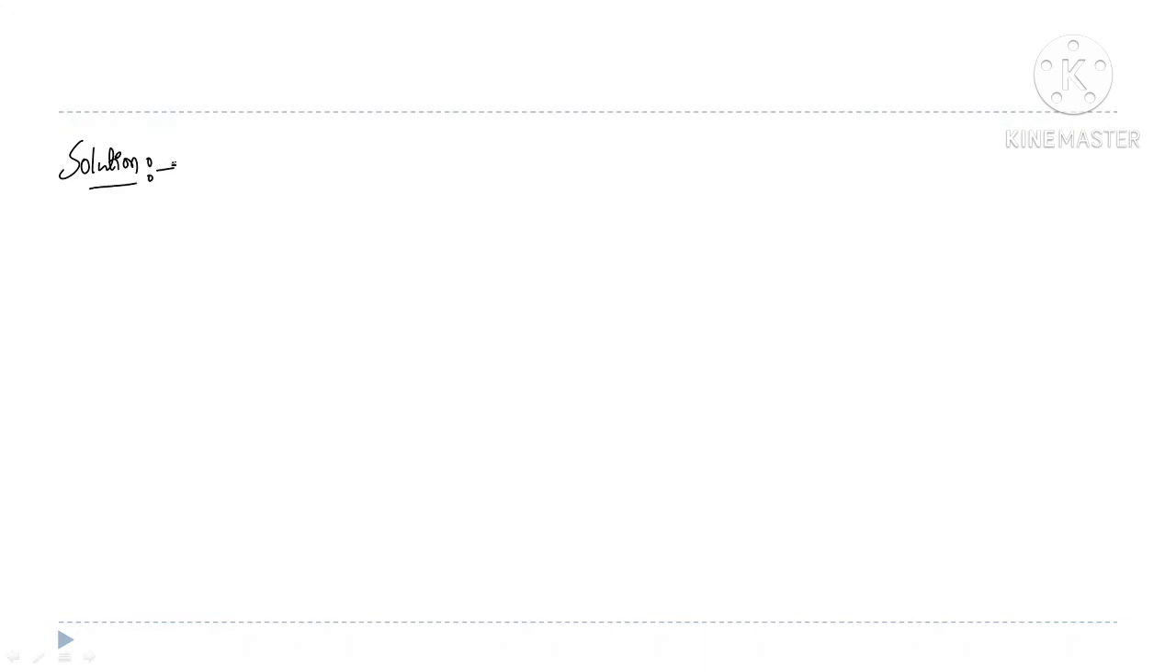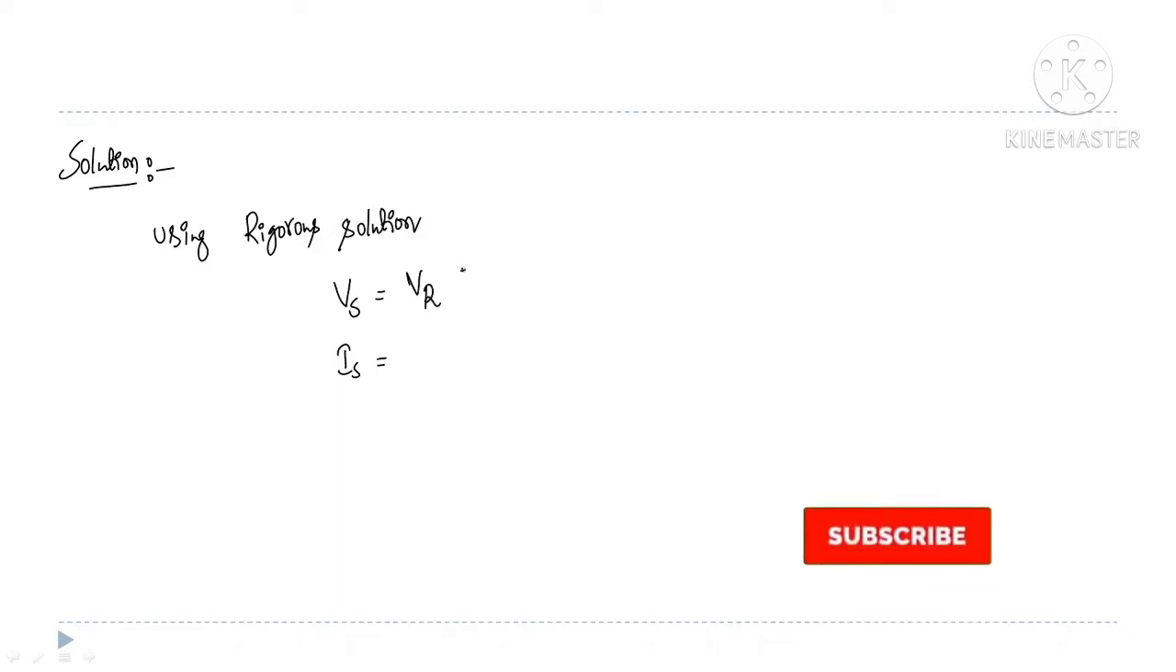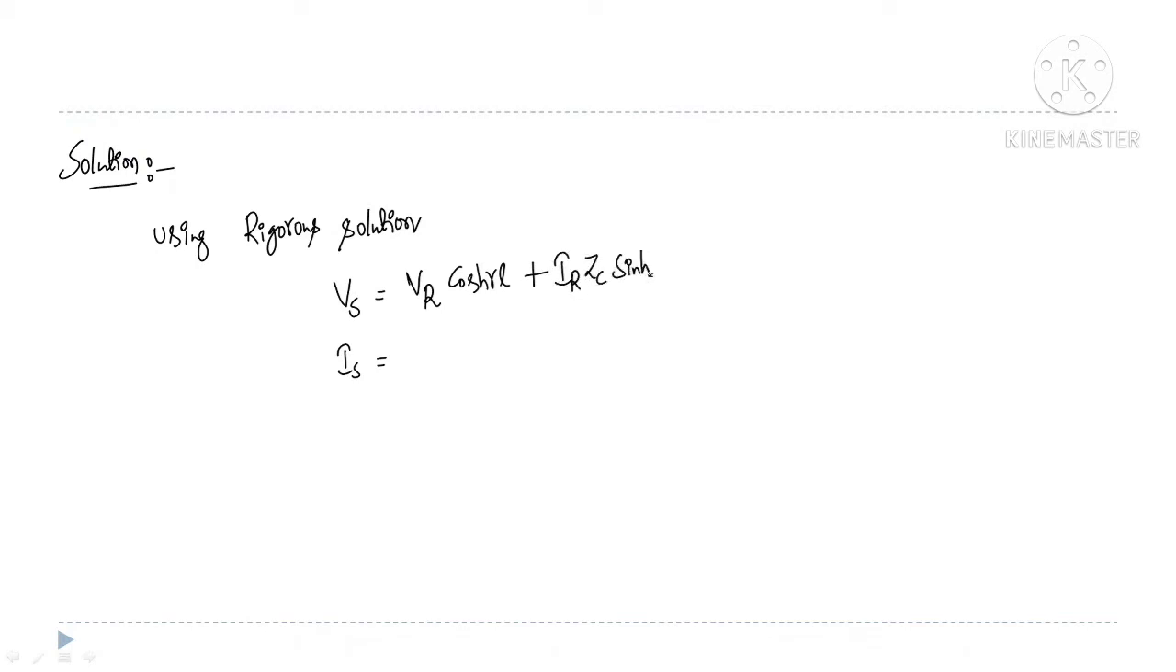In order to solve this problem, we need to know some parameters. First of all, how can I find the sending end voltage and sending end current for a long transmission line? If you recall the previous classes, using the rigorous solution we have derived the sending end voltage Vs and the sending end current Is as follows. Vs can be written as Vr cosh gamma L plus Ir Zc sinh gamma L.